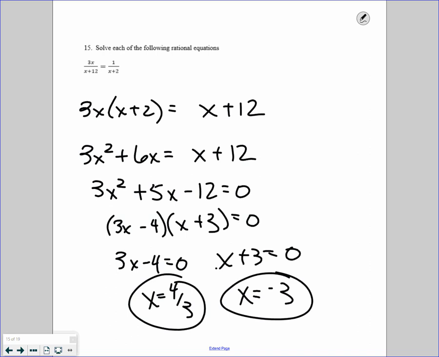x is equal to 4/3, and x is equal to negative 3. If you need help with this factoring step, please make sure that you talk to Mr. Smith, talk to Mr. Bone, and talk about how you need to factor.